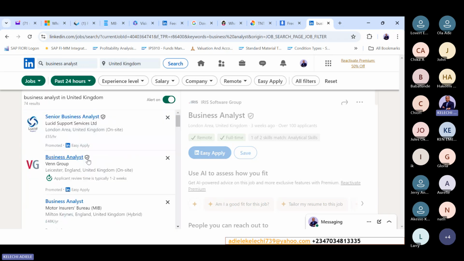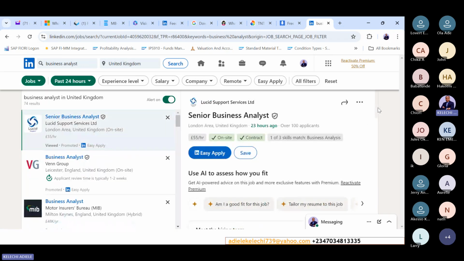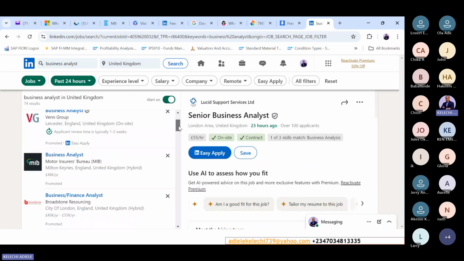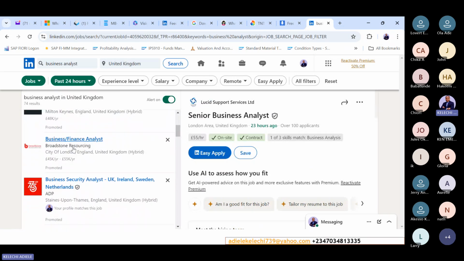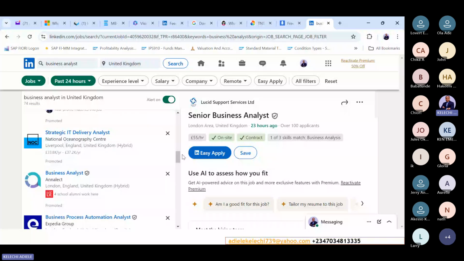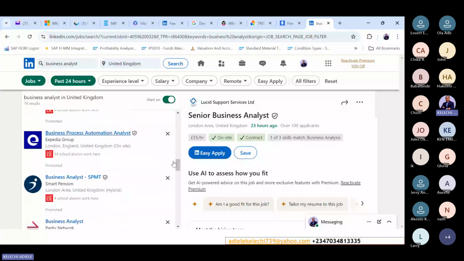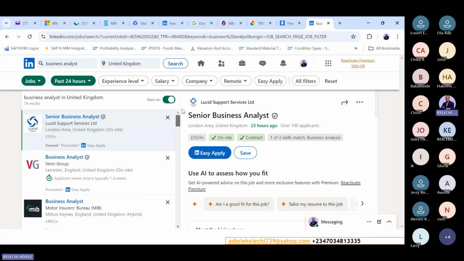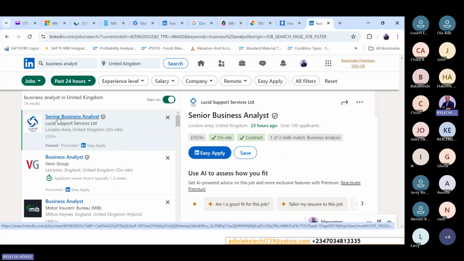Yeah, so you have these jobs, right? You have senior business analyst, finance analyst, business analyst payments, senior, IT delivery analyst, business process automation analyst, business process analyst, senior business analyst. So let's pick a role, for example. Let's pick this role, senior business analyst.